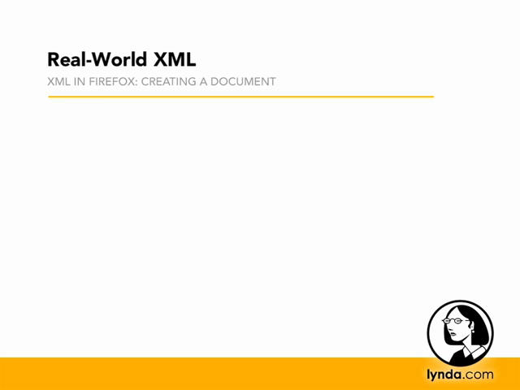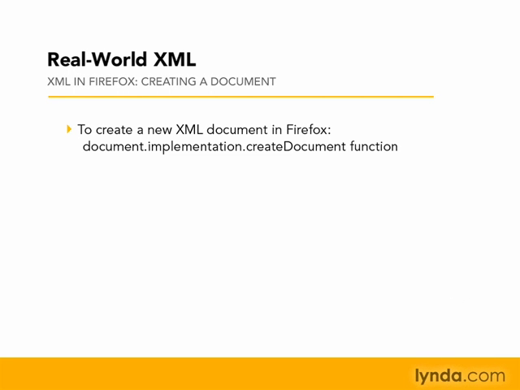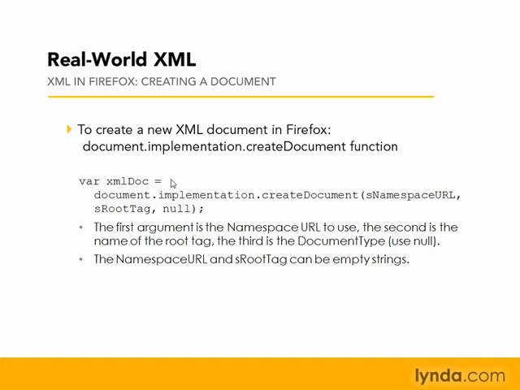Okay, so as I mentioned earlier, the browsers have the ability to create XML documents from scratch. And to do that in Firefox, you call the function document.implementation.createDocument. That's the method that you use in order to create a new document. And you can see the example right here. This is how it's called. It takes a few arguments.